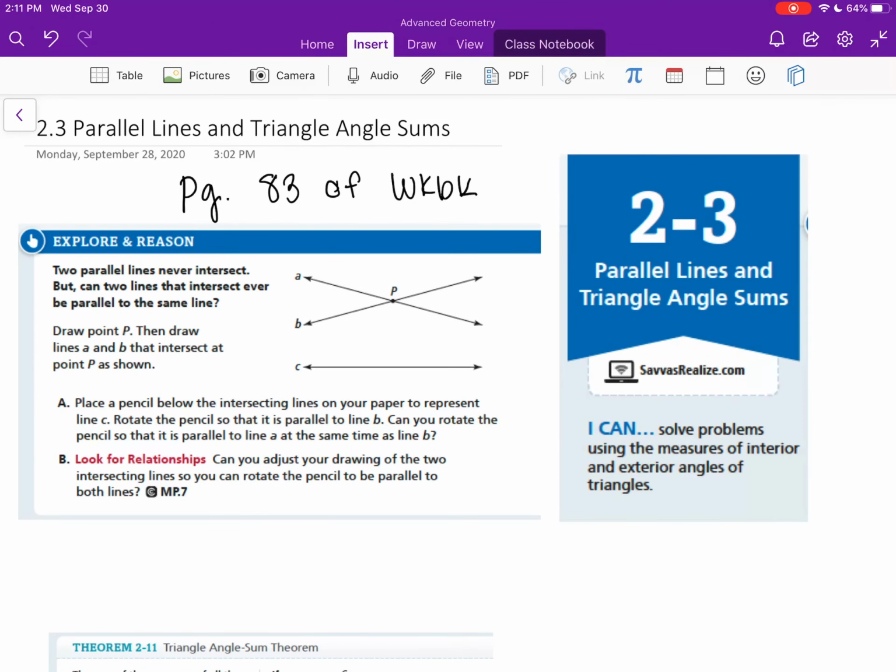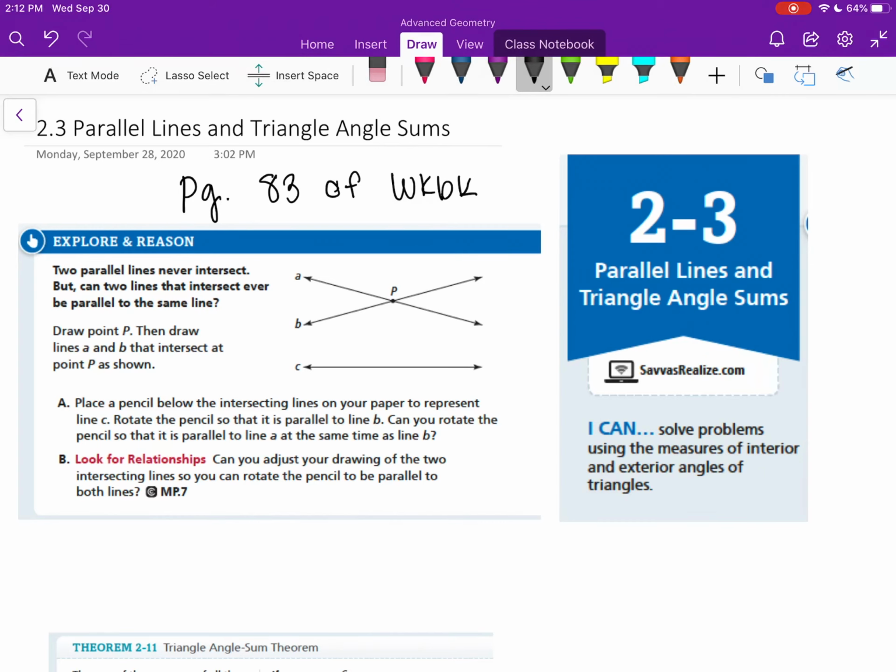This is section 2.3, parallel lines and triangle angle sums. We are on page 83 of your workbook, and your I can statement is I can solve problems using the measures of interior and exterior angles of a triangle.